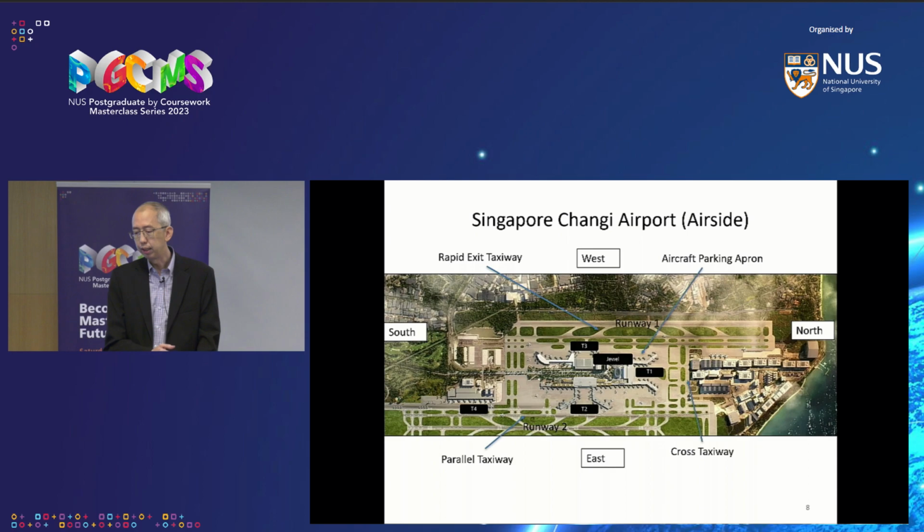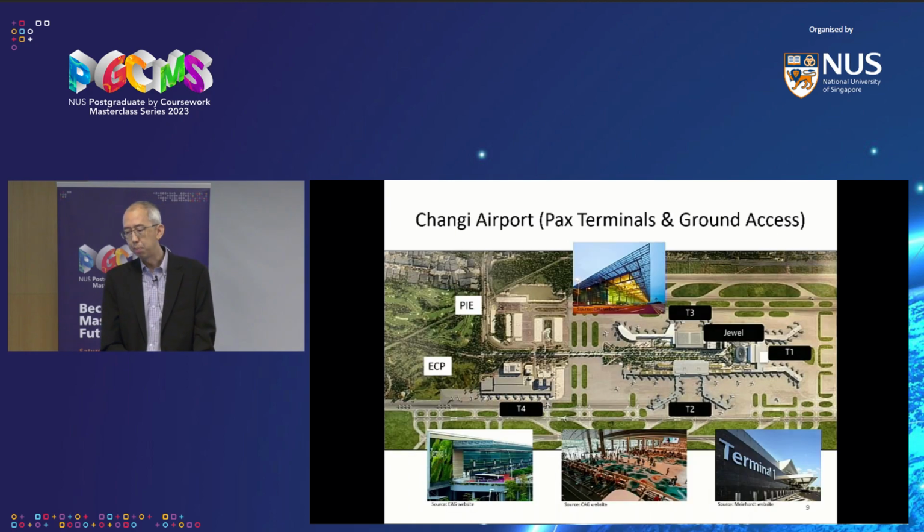You also can see the parallel taxiways that are next to the runways. So these allow aircraft to move back and forth from one end to the airfield very easily. Changi has 2 parallel taxiways next to runway 1, and then there's 1 long parallel taxiway next to runway 2. And then, of course, you also have the cross taxiway. And then the passenger terminals, I think most of you are more familiar with. There's Terminal 1 that opened in 1981. Terminal 2 that opened in 1990, Terminal 3 opened in 2008, and then Terminal 4 opened in 2017.